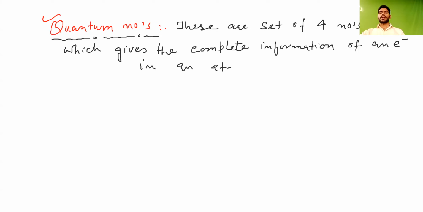Like what information? Like the energy of the electron, the shape of the orbital, the size of the orbital, the orientation of the electron, whether the electron lies in the x-axis, the y, or the z-axis, and the spin of the electron, whether this electron spins in clockwise direction or in the anti-clockwise direction. All this information is given by the quantum numbers. And I told you that the first three quantum numbers are actually obtained from the solution of Schrodinger wave equation. So now what are these four quantum numbers?